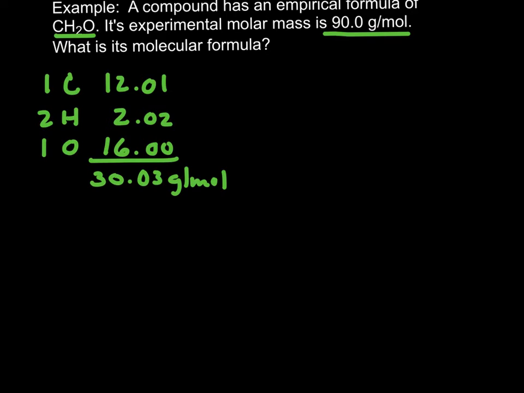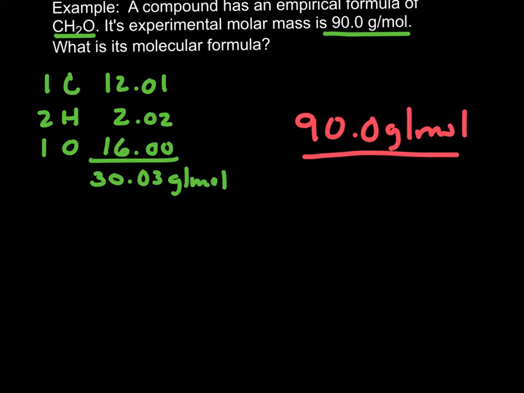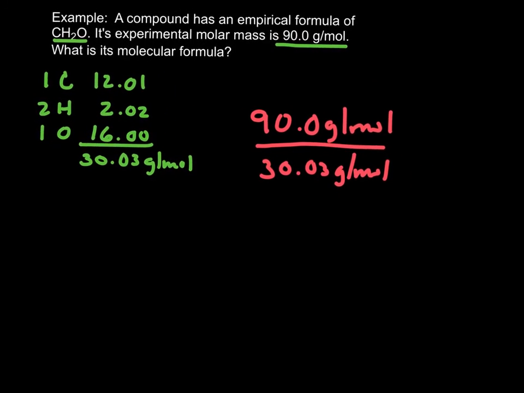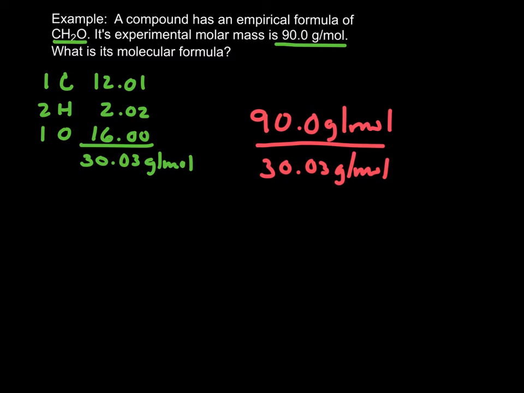Now, the next step tells us to determine the molecular factor. So we need to take the given molar mass of the molecular formula, 90 grams per mole, and we're going to divide it by the empirical formula's molar mass of 30.03 grams per mole. When we do this, we get an answer of 3. The units cancel.